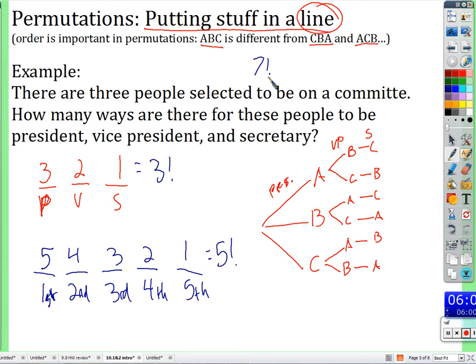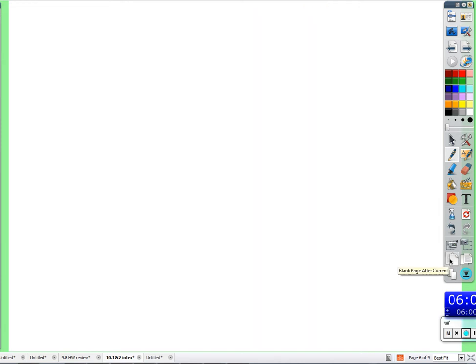Well, if we have n things, okay, so 5 people, 7 blocks, 12 cars, like whatever, there's these things, right? There's n things, and also n positions. So these won't always be the same number. We won't always take all of them and put them all in order in a line, okay?